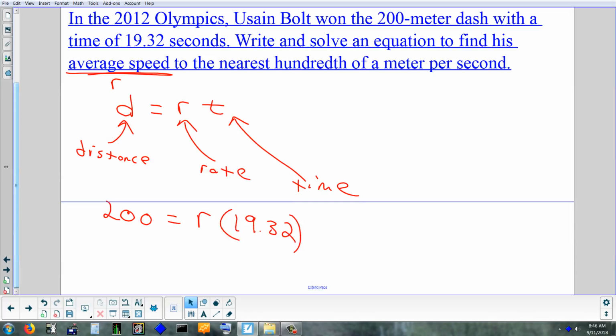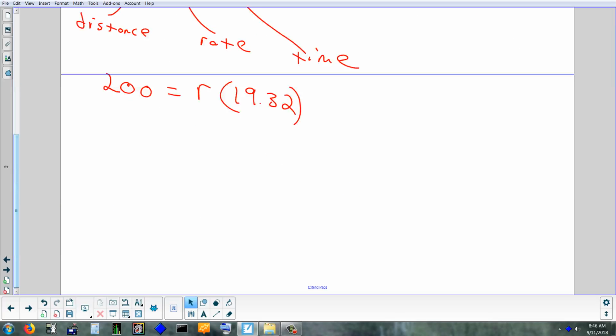So there's our equation. And now we're going to need a calculator, but can anybody tell me what I would do to get R by itself? And then I'll use my calculator to get the answer. Ellie? Multiply or divide. Would it be multiply or divide? Divide 19.32 by 200. All right, so the two options we have out there are multiply or divide.